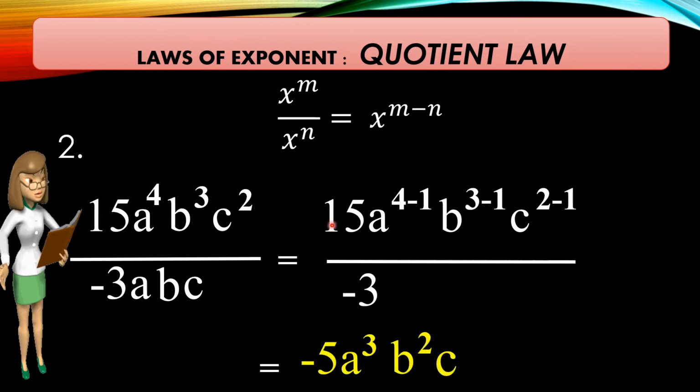So 15 divided by negative 3 is negative 5. Then 4 minus 1 is 3. So we have a cubed. b raised to 3 minus 1 is 2. Then c raised to 2 minus 1 is 1. Our final answer is negative 5 a cubed b squared c.